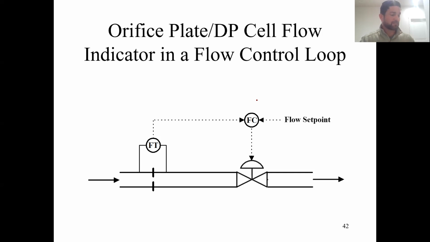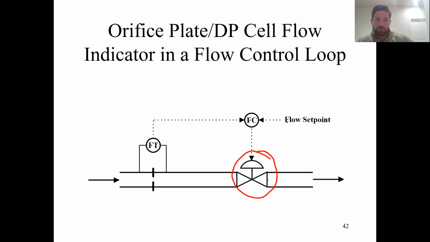Okay, so let's look at the design of an orifice plate DP cell. I'll briefly go over how to design this, and then I might just leave the rest of the notes for you to review. So an orifice plate DP cell looks like this. Here we have our control valve. This is where we're controlling the flow.